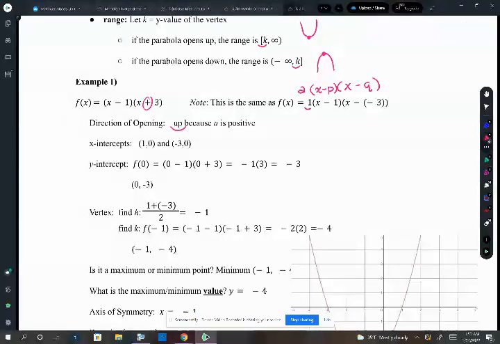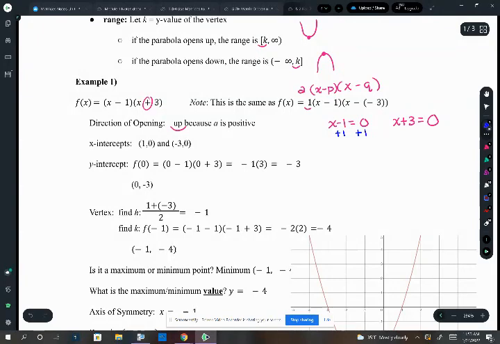The x-intercepts, again, we take those values. So we're going to go x minus 1 is equal to 0. And we take the other factor of x plus 3 equals 0, and we're going to solve. So we add 1 to both sides to get x equals 1. So there's my first x-intercept. We subtract 3, and we get x equals negative 3. And there's my second x-intercept.